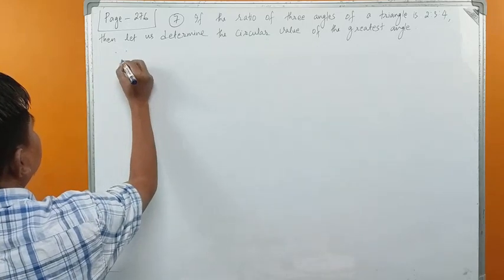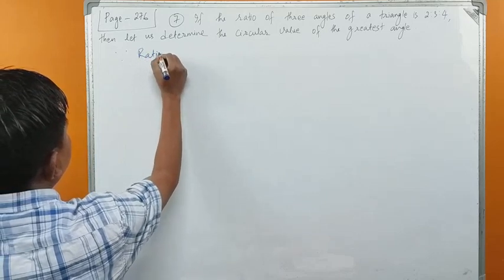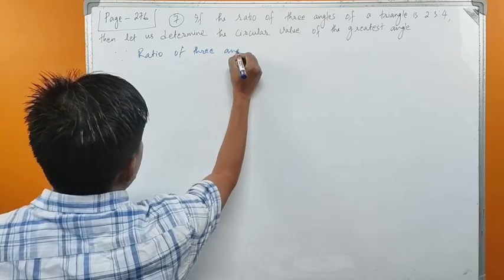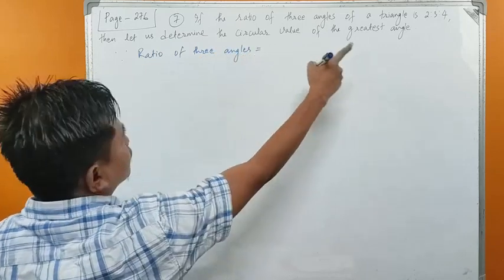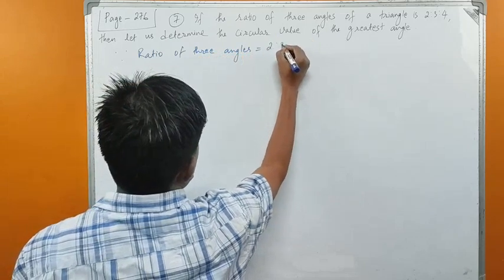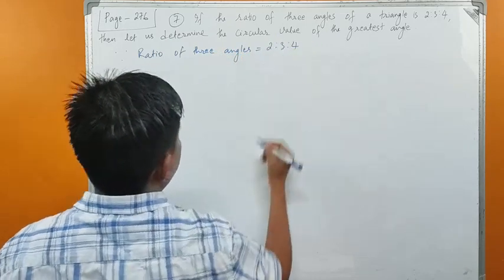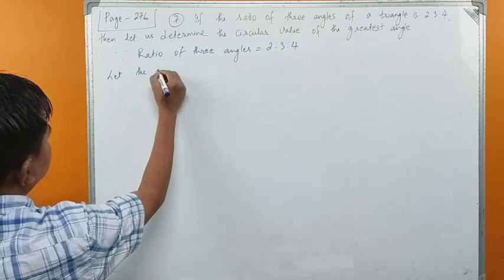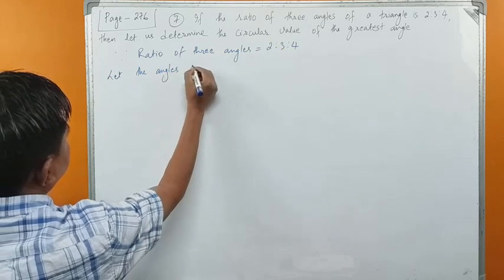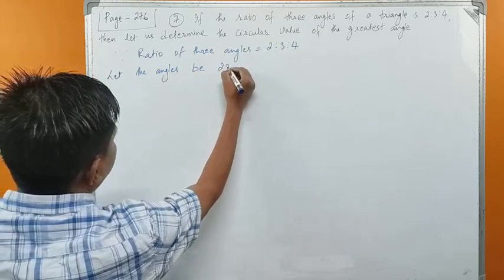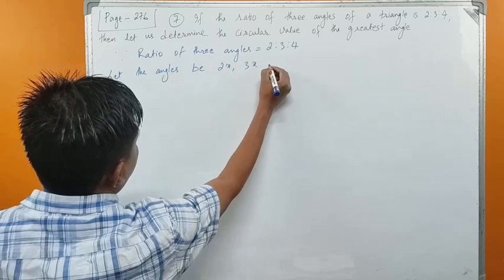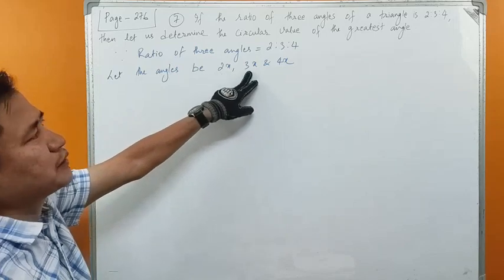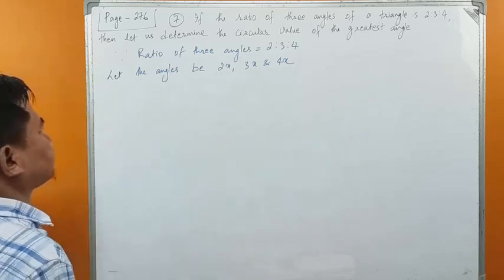Since the ratio of three angles equals 2:3:4. This is given to us. Let the angles be 2x, 3x and 4x. Let the first angle be 2x, second angle be 3x and the third angle be 4x.